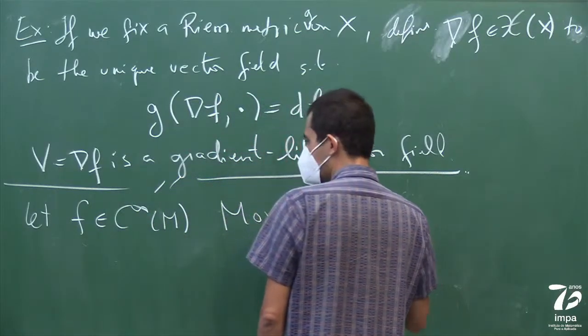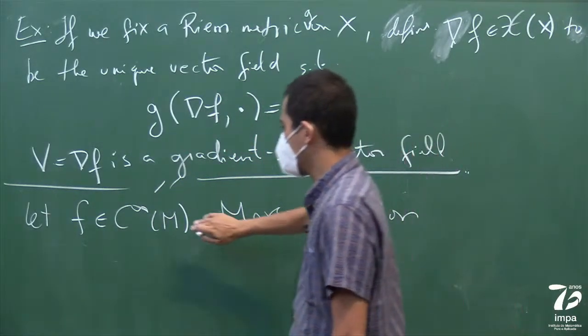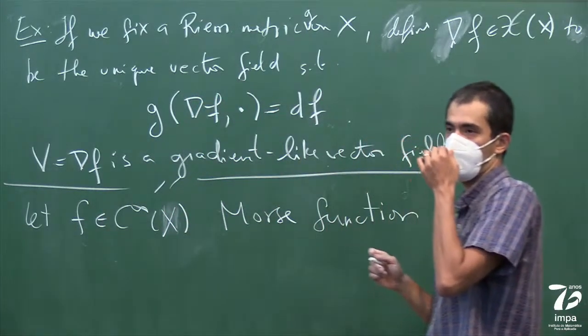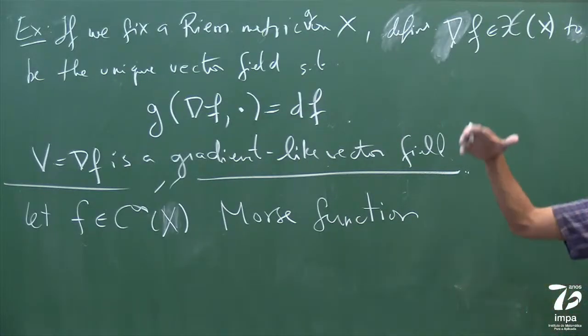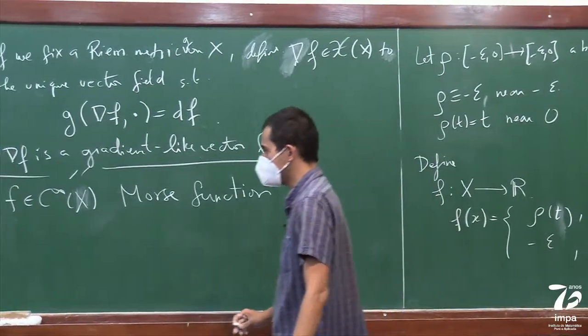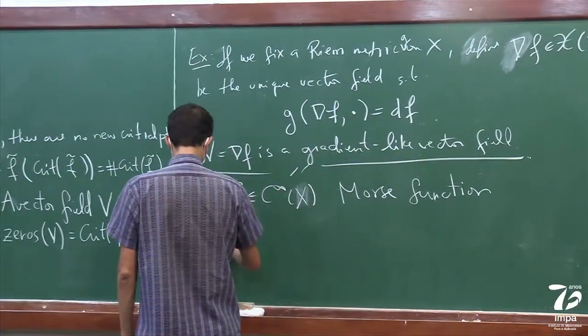And as I said before, I'm going to assume that if X has boundary, then the Morse function has that property that we wanted from before. So the max is attained on the boundary, and the critical points are all in the interior. Okay, so now I'm going to define the following thing.